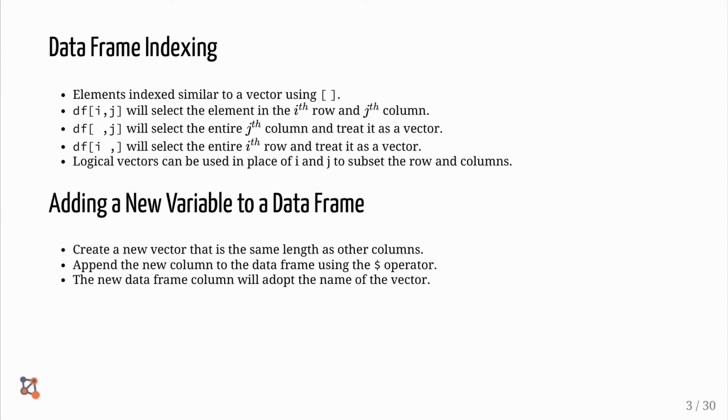You can also add new variables to a data frame by creating a new vector that is the same length as other columns, appending the new column to the data frame using the $ operator, or adding the new data frame column. Remember, the new data frame column will adopt the name of the vector.